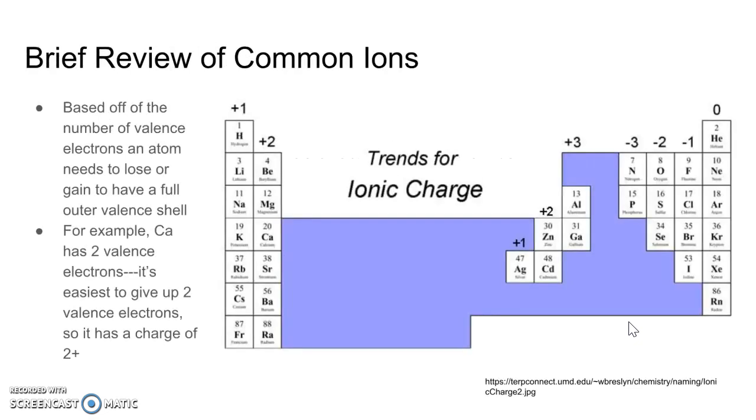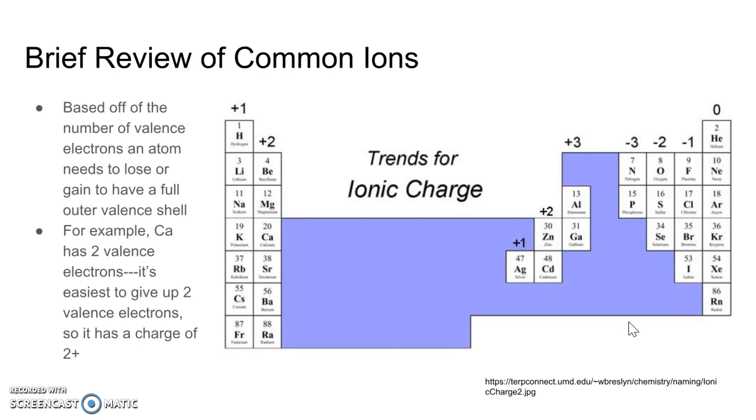So, just to refresh your memory, figuring out common ions is just based off of the number of valence electrons an atom needs to either lose or gain to have a full outer valence shell. So if I'm looking at calcium, I know calcium has 2 valence electrons, so it's easiest to give up those 2 valence electrons, so it ends up having a charge of 2+.